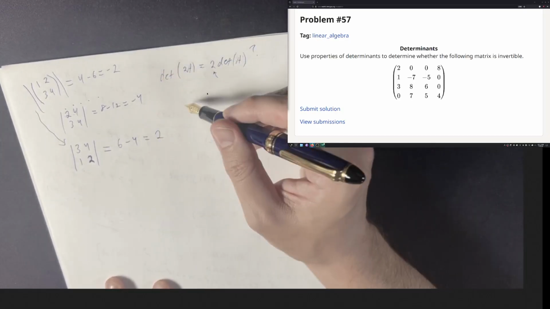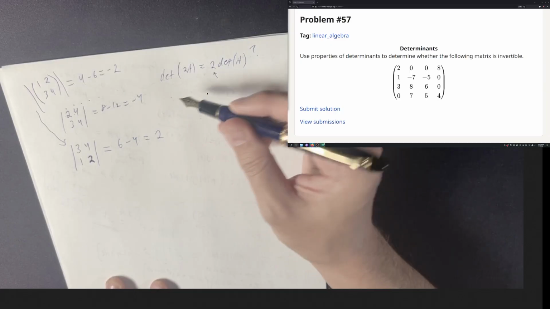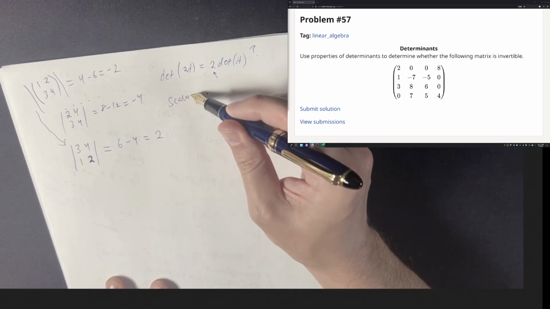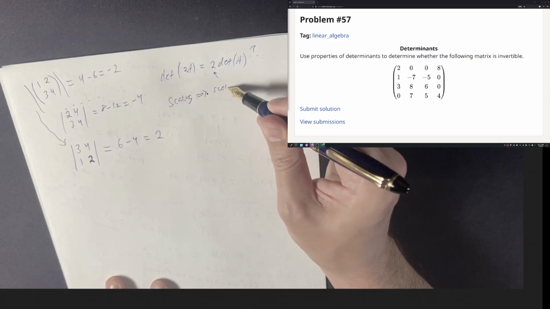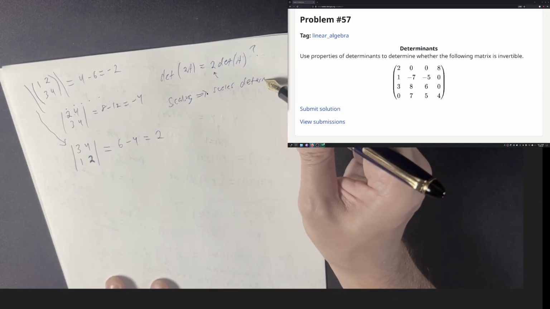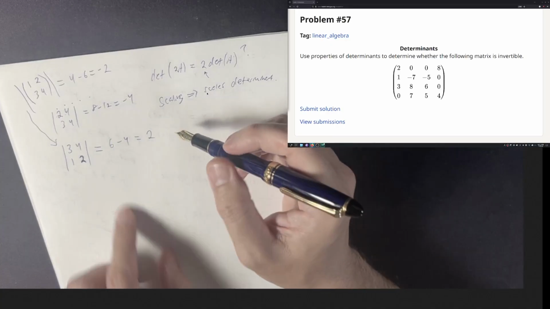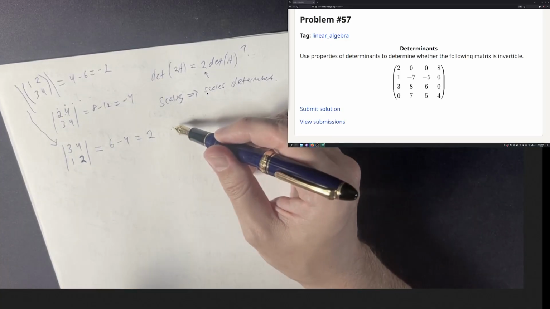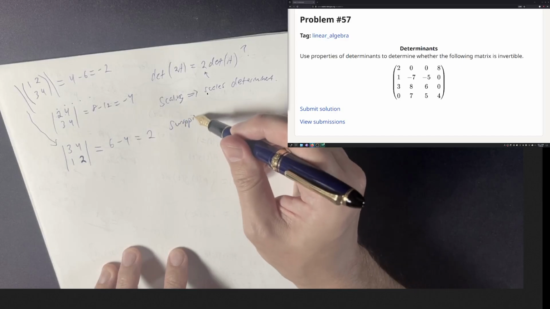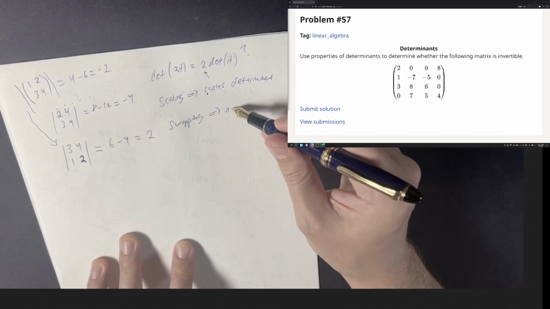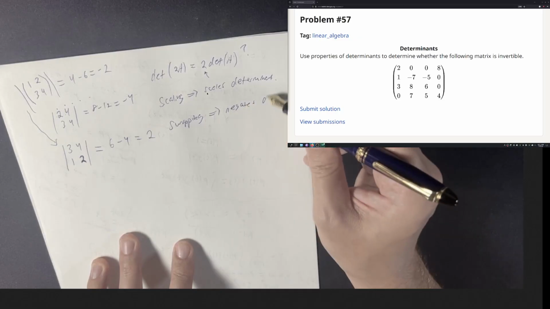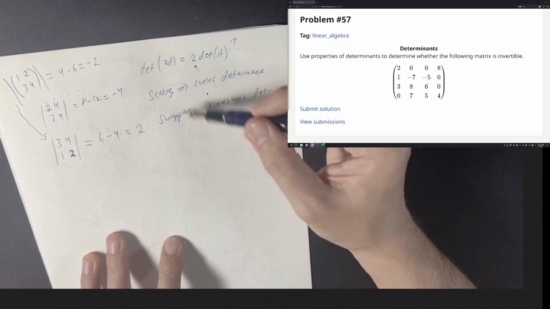So if we scale, it's stupid for me to write this, right? Scaling scales the determinant. Altering, what do you want to call it? Swapping rows. Swapping rows negates the determinant. Those are two very basic steps we would do.